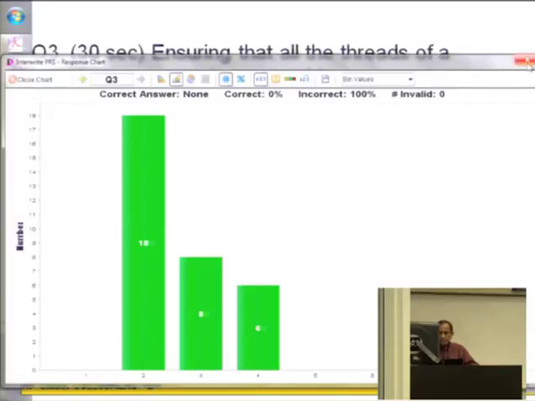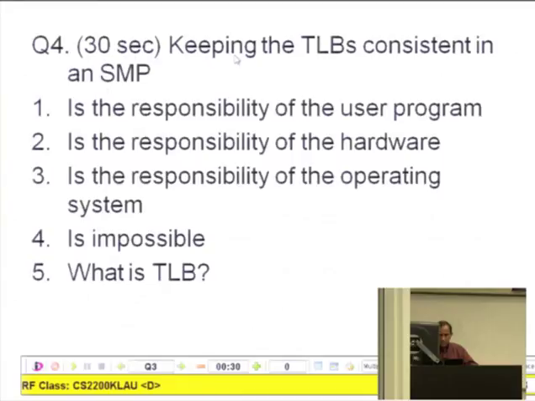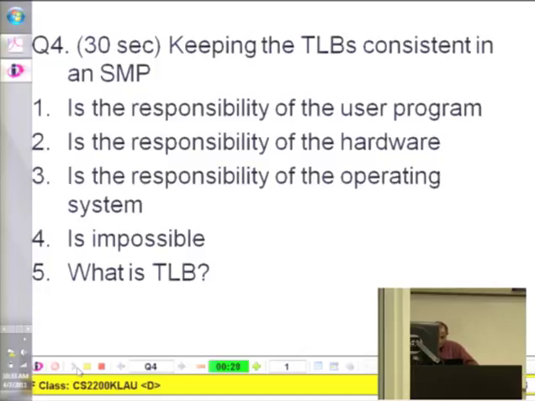Okay, so let's do one more, and please don't pick 5.